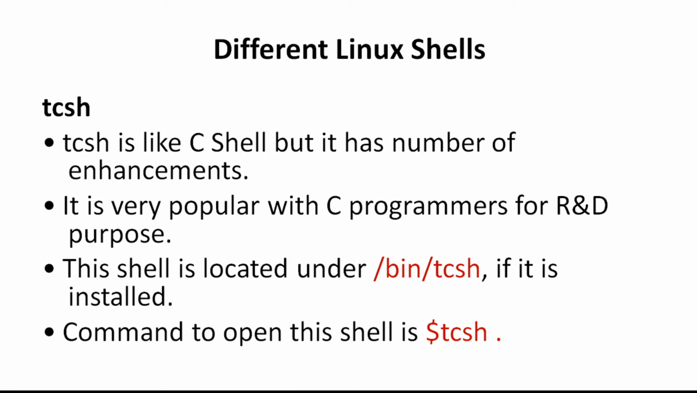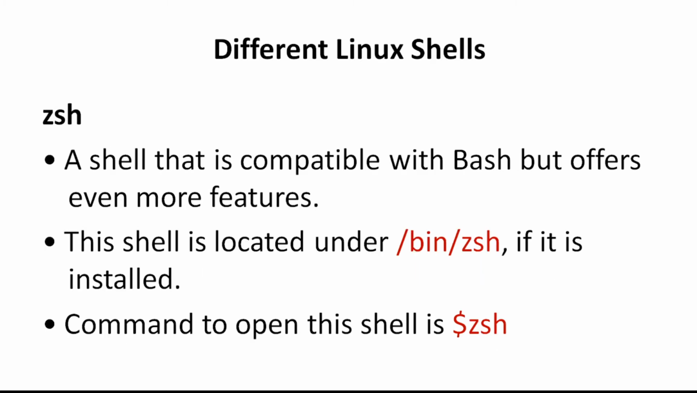Then the next shell is the tcsh shell. The tcsh shell is like the C shell, but it has a number of different enhancements, and it became very popular with C programmers for R&D purposes. It has a number of features which can be worked with. The shell is located under /bin/tcsh, and this shell will also be visible only if it is installed. The command to open this shell is $tcsh.